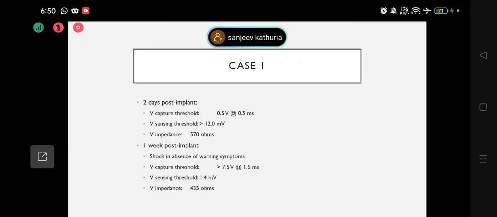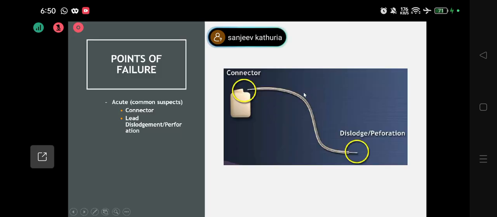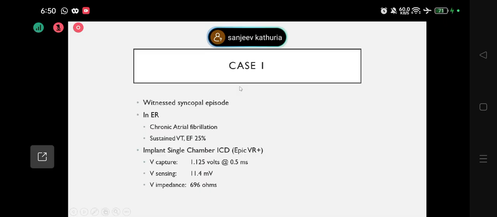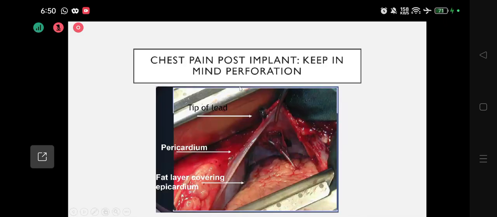Now from there, I'll go to the other part. That means I'll just come back. I've explained this, lead perforation or dislodgement. I've shown you an example of perforation, and dislodgement, where it's in the air. Now let's go to connector problems.